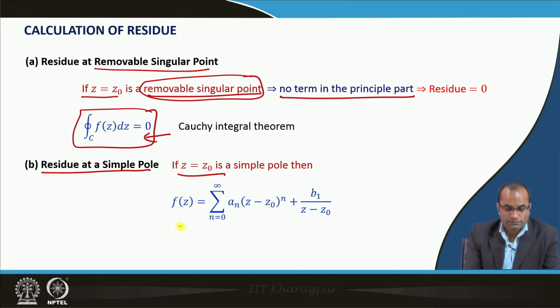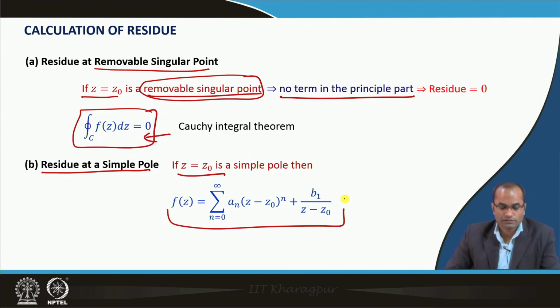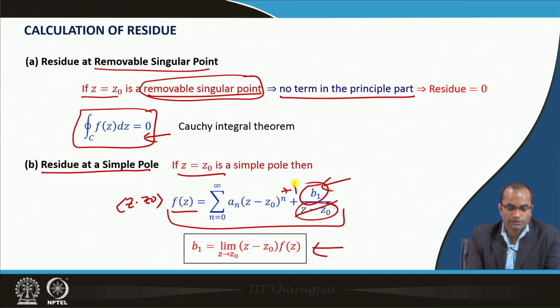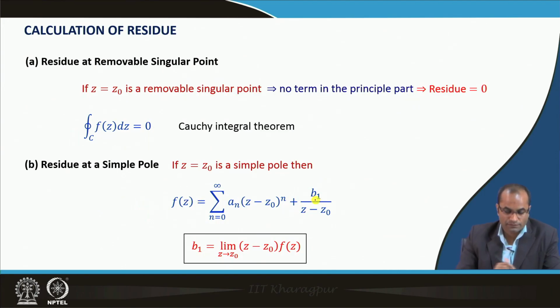In that case, this is going to be the Laurent series expansion, which we have discussed before. In case of a simple pole we have only one term in the Laurent series expansion, that means B 1 over z minus z naught, and we are interested in what this B 1 is. With the help of the limit, it is easy, because if we multiply by this z minus z naught term, this will cancel out. So, when we take the limit, everything else will go to 0. So, this limit will give us directly B 1.